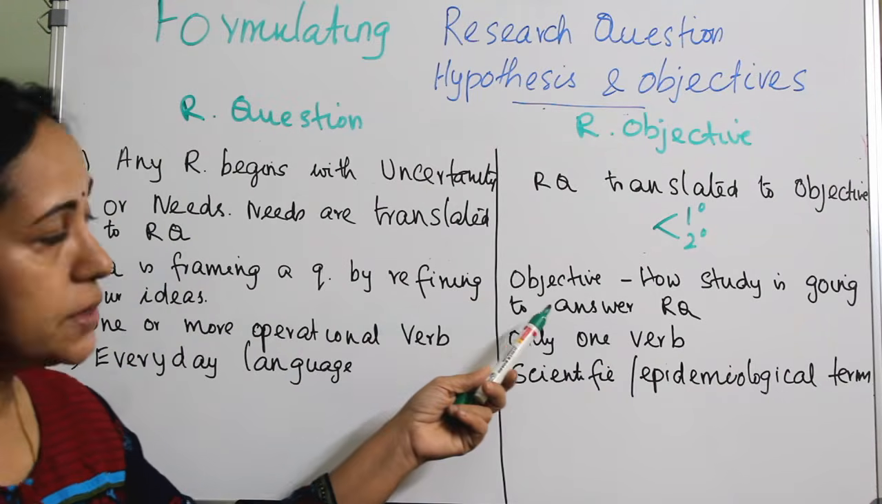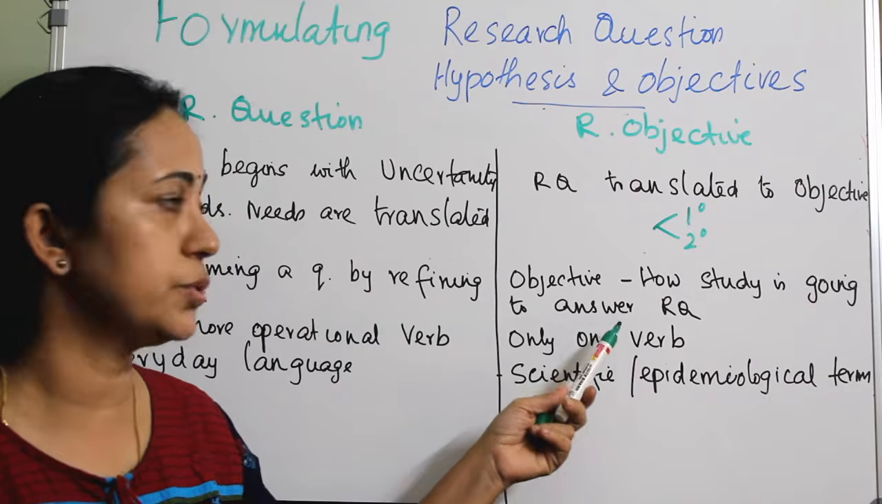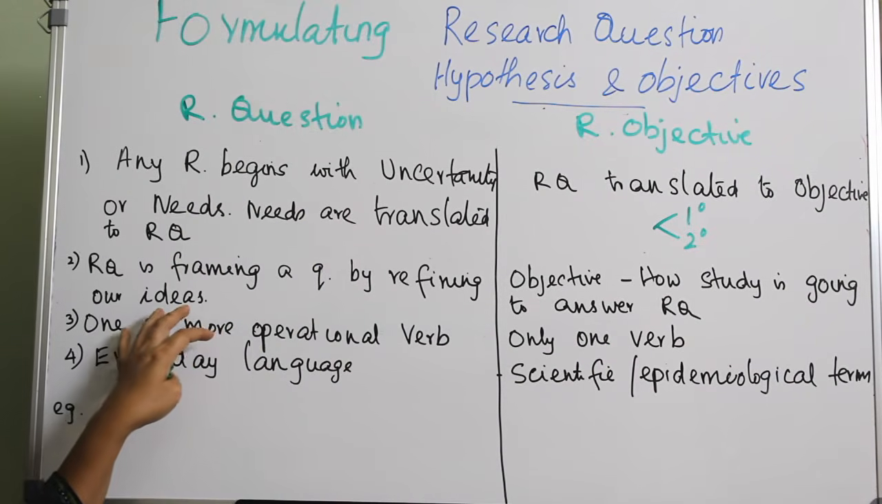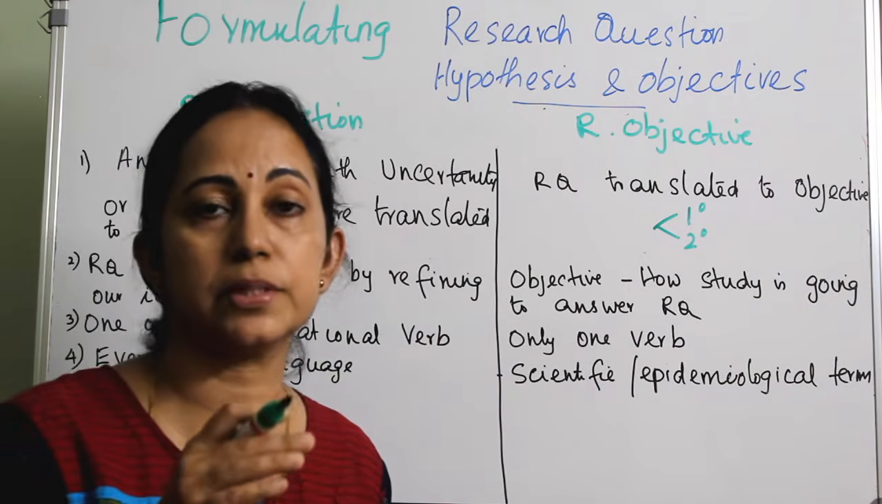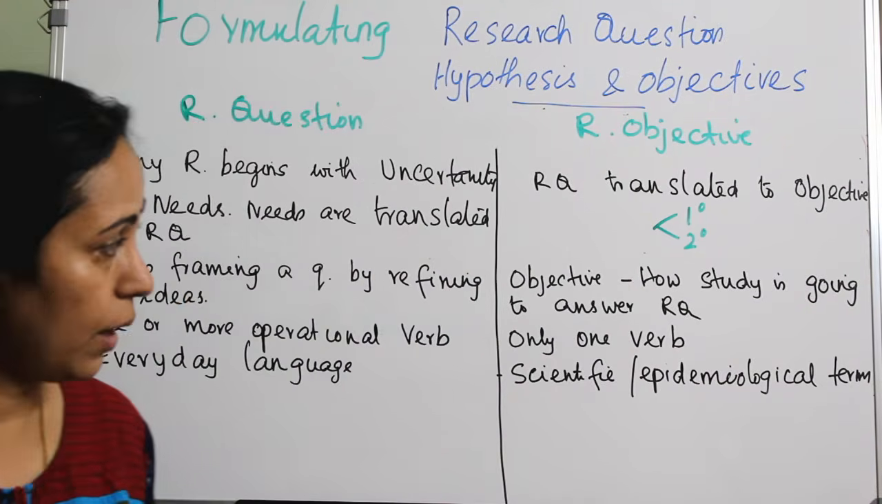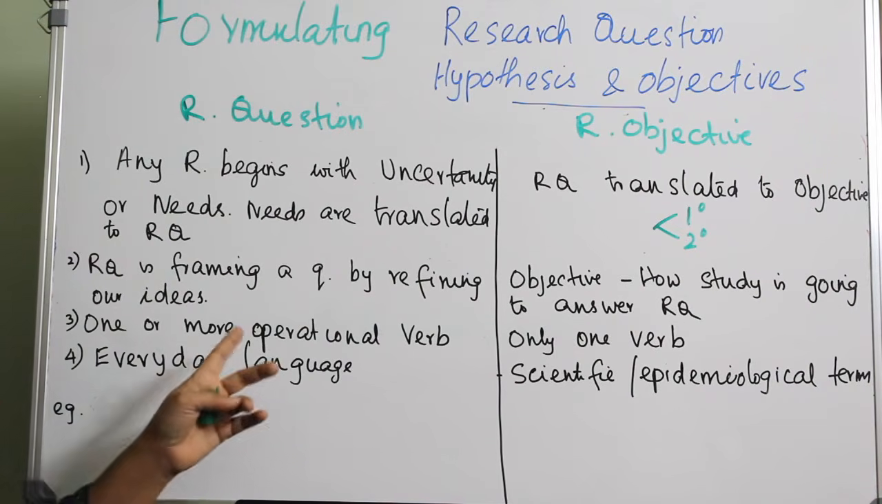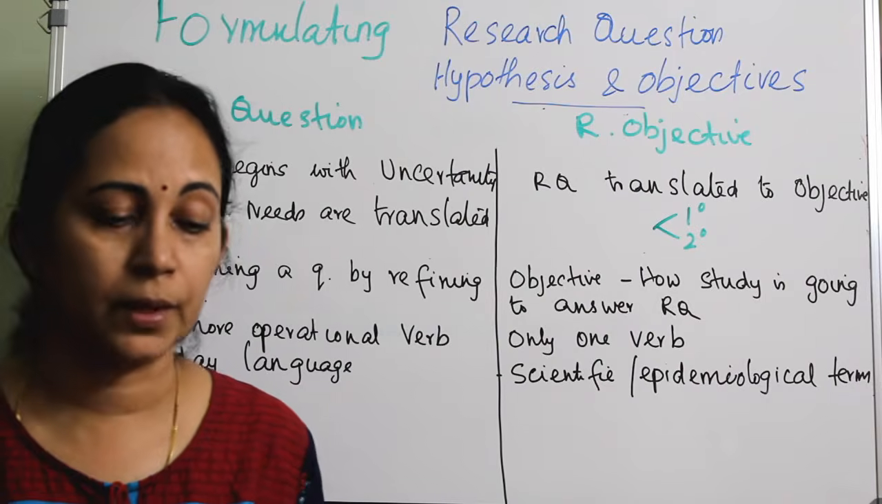And the objective is actually how the study is going to answer the research question. The research question is made by refining our ideas, and objectives, we write the objective as how the study is going to answer the research question. Here we can use one or more operational verbs. I already told that, but here only use one verb.